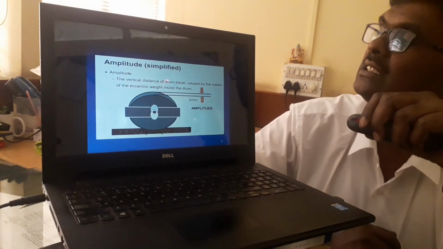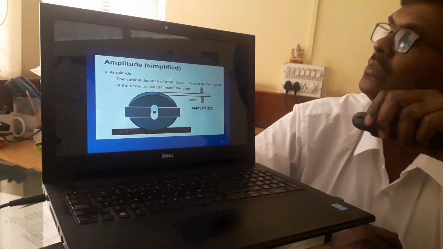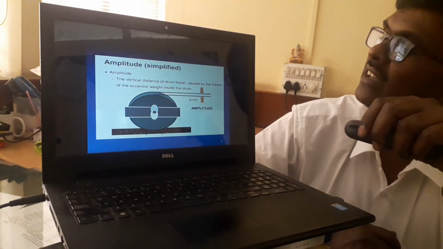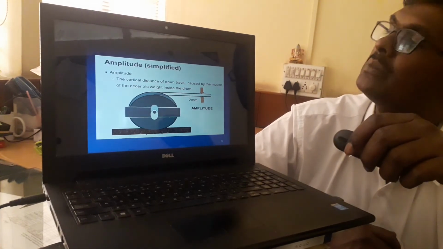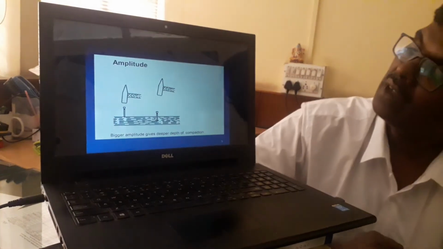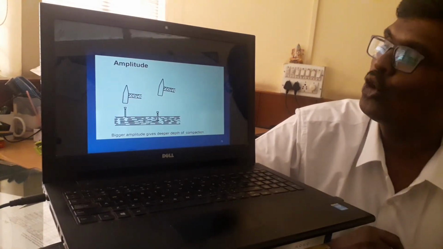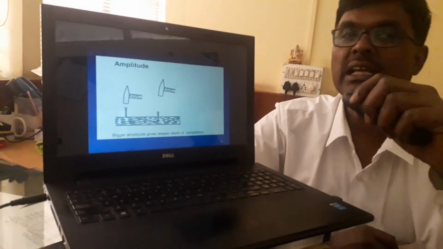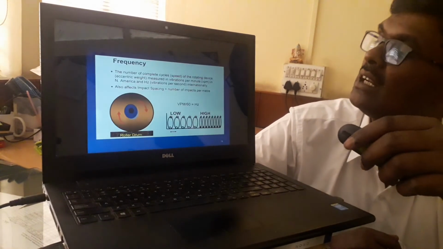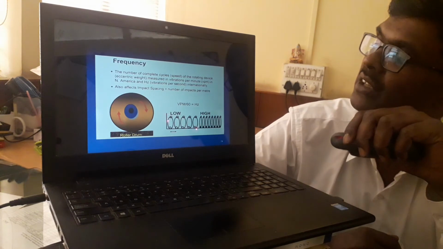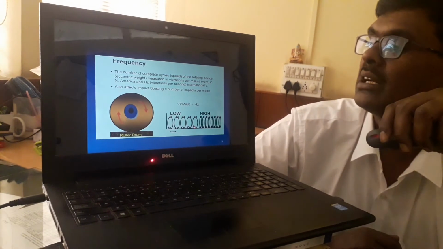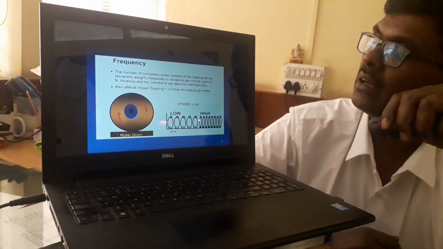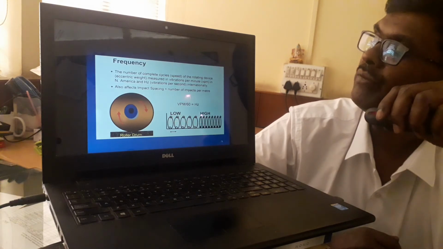The vertical distance of the drum caused by the motion of the eccentric weight inside the drum is called amplitude. Generally it's about 1 mm. So the more the amplitude, the deeper the layer gets compacted. And then comes frequency. It is the number of such hits per minute, when the drum rises above the ground and then hits back the surface. Such hits per unit time, per minute, is called frequency.